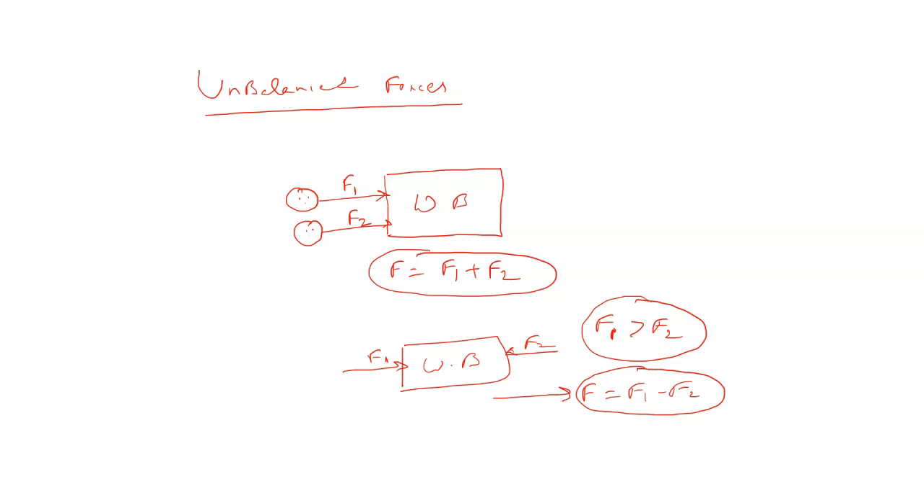Now there is a very perfect example regarding this. You must have seen the tug of war. One of the teams will definitely win. It may be this team or it may be this team. The team which applies more force and pulls the rope, that team will win. So these types of forces are known as unbalanced forces.